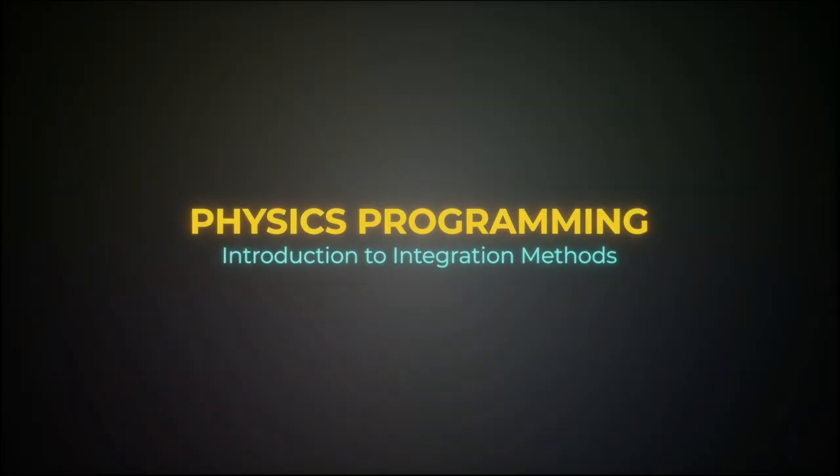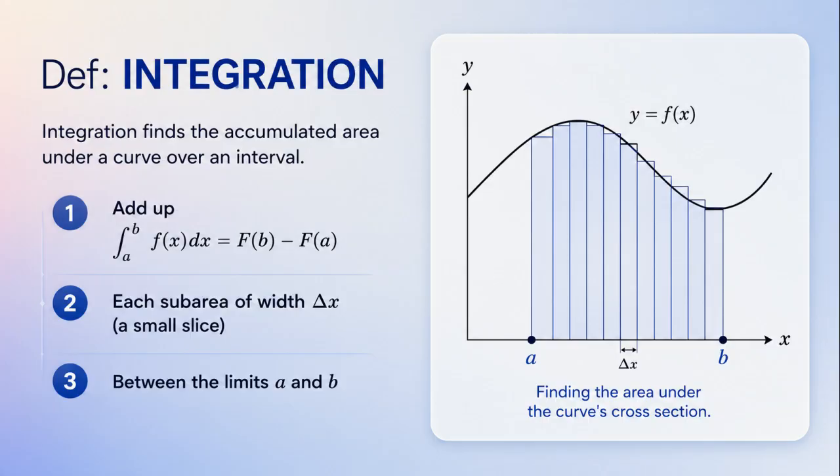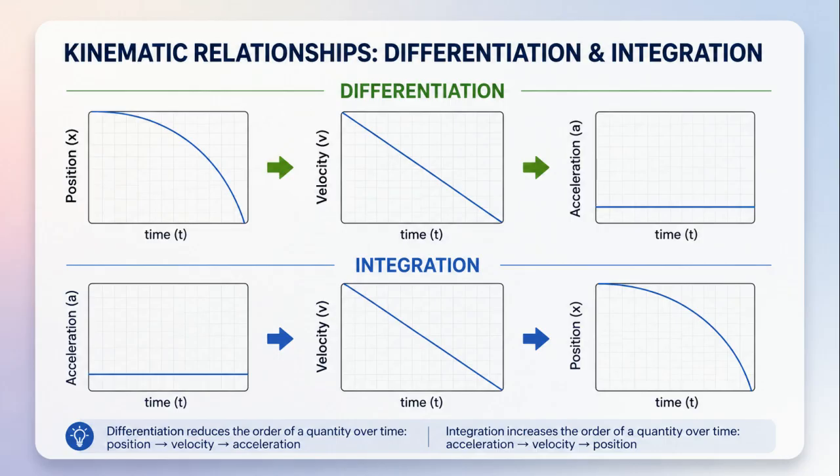Hello! In this new series, we will explore physics programming in depth, starting with integration methods. Integration is the mathematical operation that accumulates change over time. In physics simulation, it allows us to advance the state of objects from one moment to the next. Integration allows us to derive velocity from acceleration and position from velocity.